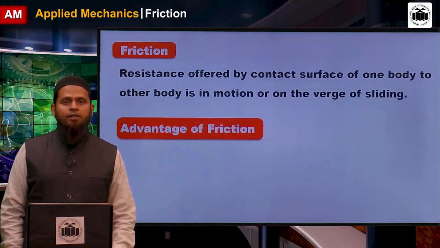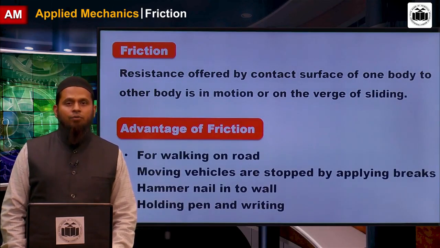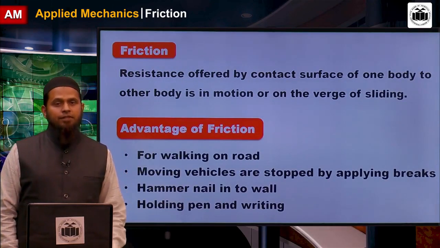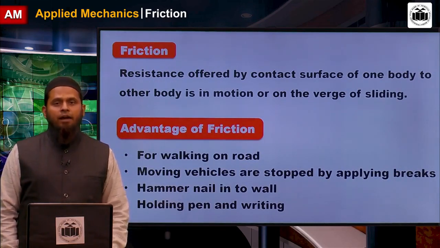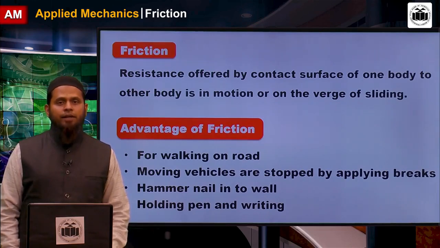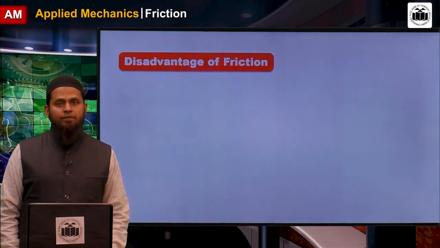Now, what are the advantages of friction? For walking on the road, friction is required. Moving vehicles are stopped by applying brakes. This is also friction. Hammering the nail in the wall, this is also friction. And holding the pen and writing, friction is required.